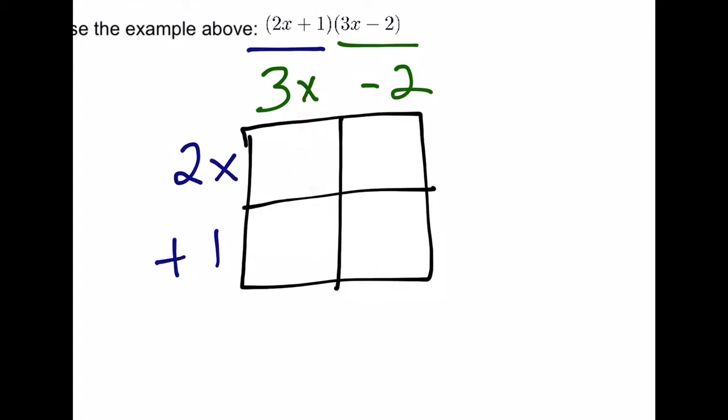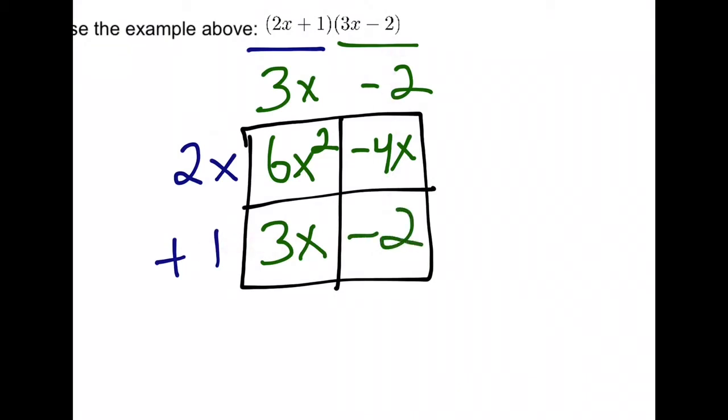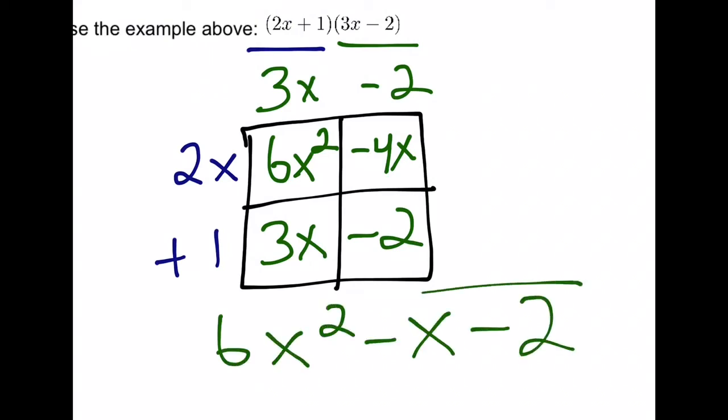So, this first one gives me 2x multiplied by 3x, which is 6x squared. I do the same thing, 1 times 3x, which gives me a 3x, 2x times a negative 2, negative 4x, and lastly, the positive 1 and the negative 2 multiplied together give me a negative 2. I combine like terms, 6x squared minus x minus 2.